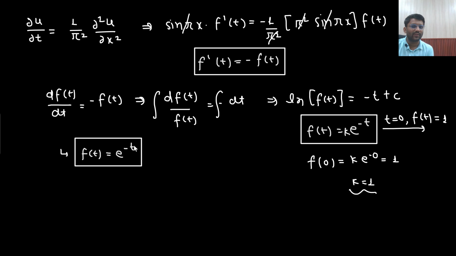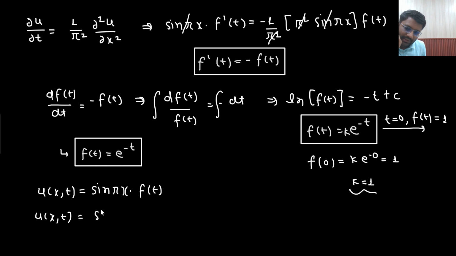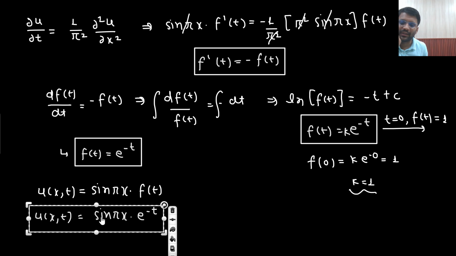Okay. So f of t is e to the power minus t. So now what will be your u of x comma t? Sir, my u of x comma t was sin pi x multiplied with f of t. So now, sir, u of x comma t will come out to be sin pi x e to the power minus t. There you go. This is my u of x comma t.